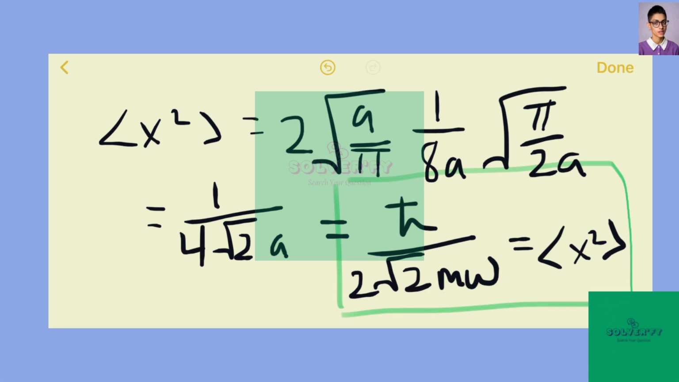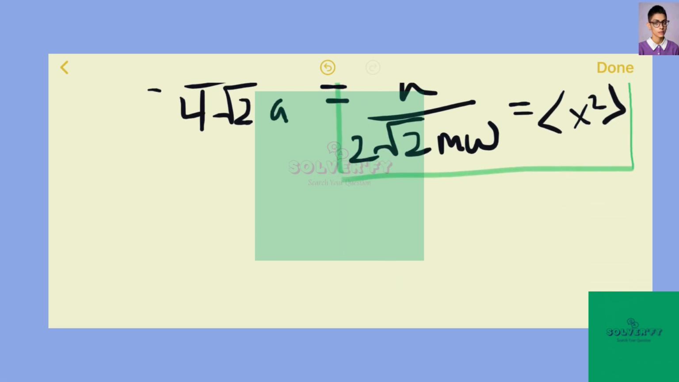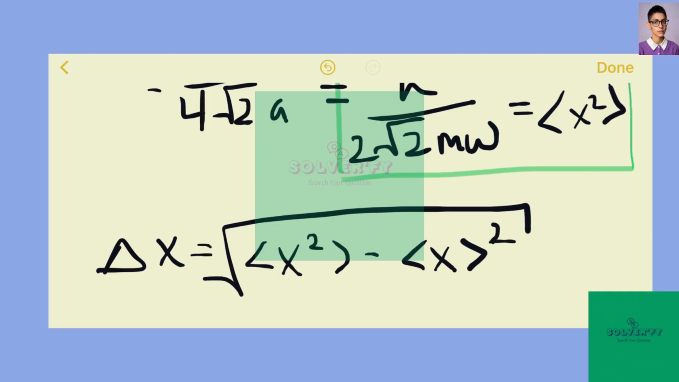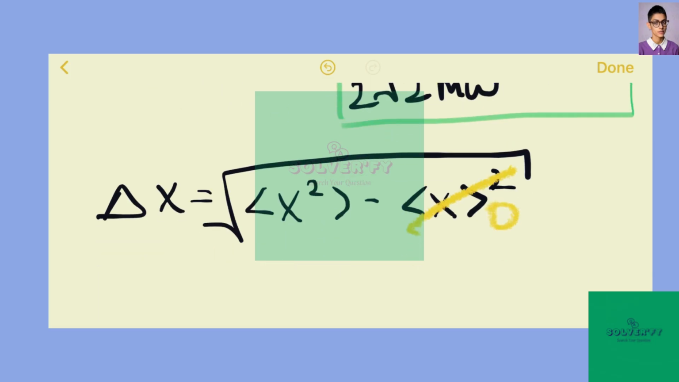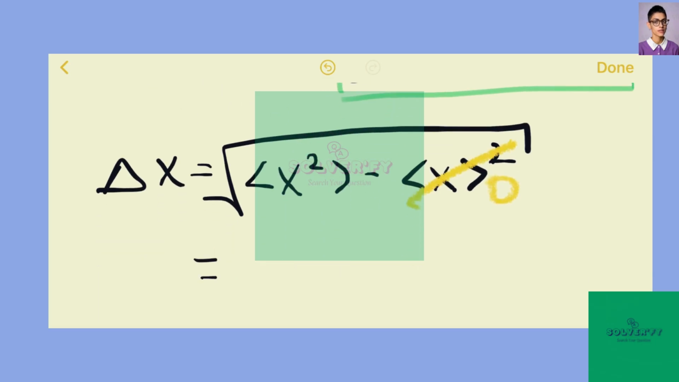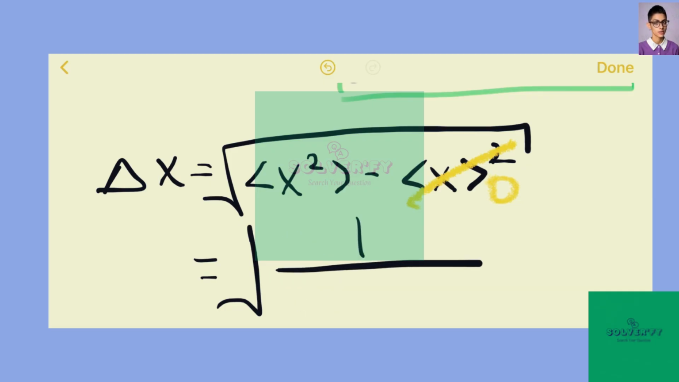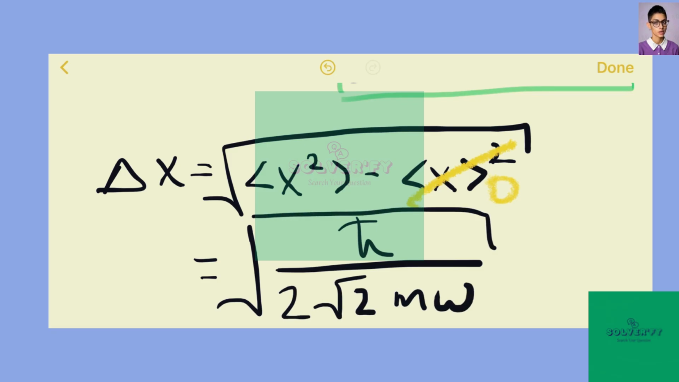Okay, and so now we need delta x. Recall that delta x is equal to the square root of the expectation value of x squared minus the expectation value of x, squared. So remember that this was 0, so this is equal to the square root of h bar over 2 root 2 m omega. Let's make this a little neater. The square root of h bar over 2 root 2 m omega is delta x.